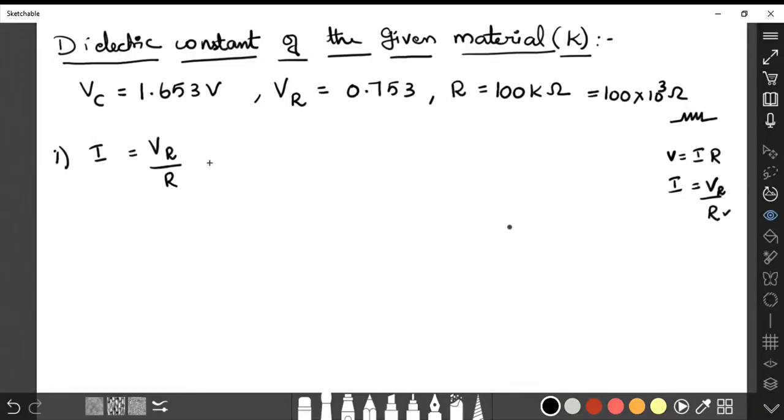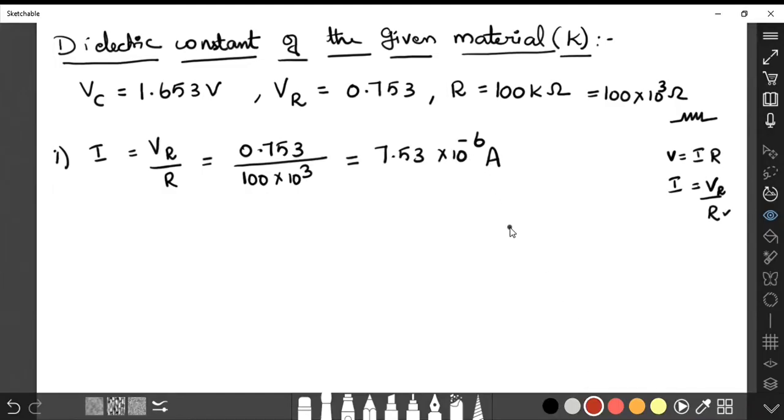Now substitute the values. VR is 0.753 divided by the R value, and R is 100 into 10 cube. By substituting these two values, we will get the current, that is 7.53 into 10 to the power of minus 6. The current unit is ampere, so 10 power minus 6 means we can mention it as microampere. This is the first result we are getting.